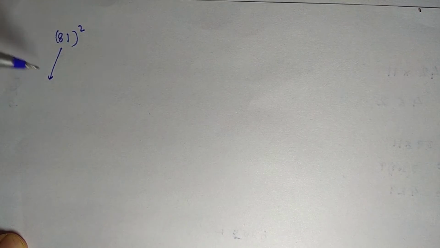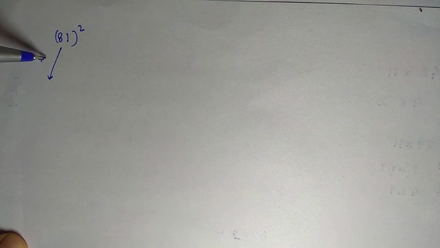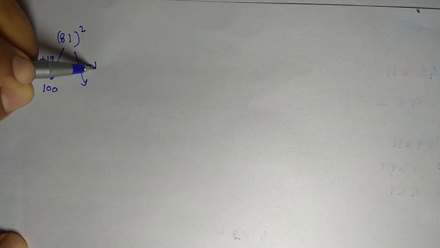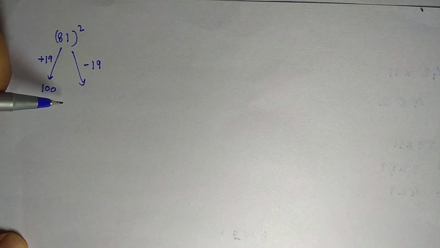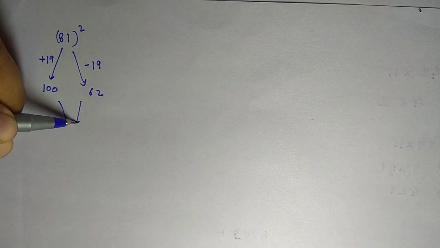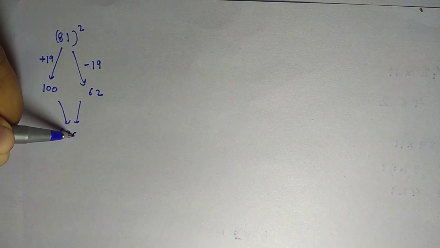Next up, let's calculate 81 squared. 81 plus 19 gives me 100. 81 minus 19 gives me 62. 62 times 100 is 6200. Adding 19 squared, that is 361, gives me 6561.